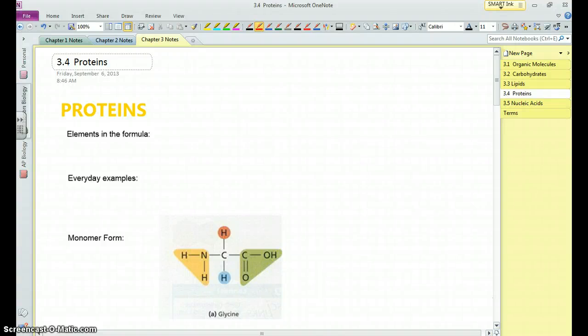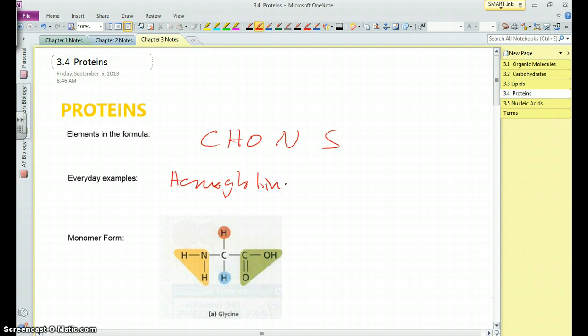Okay, so now I want to talk about proteins and then nucleic acids. So in proteins, as with all of these macromolecules, you have carbon, hydrogen, and oxygen. We also have some nitrogen and some sulfur. And some examples: hemoglobin, which is a protein found in your blood that helps transport oxygen. Collagen, which is a structural protein found throughout your body that helps sort of hold things together.